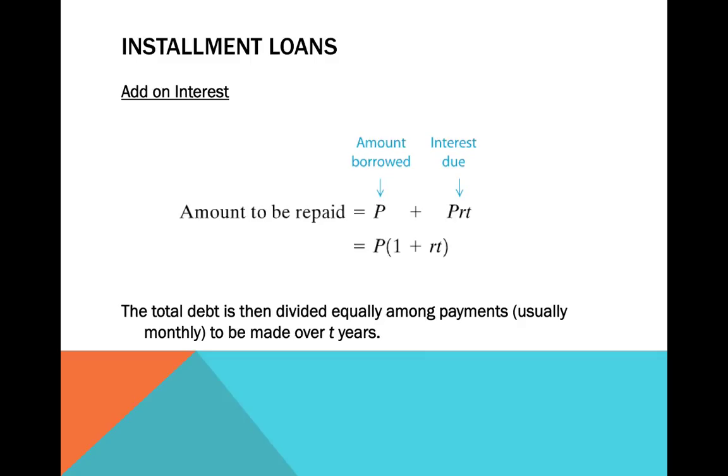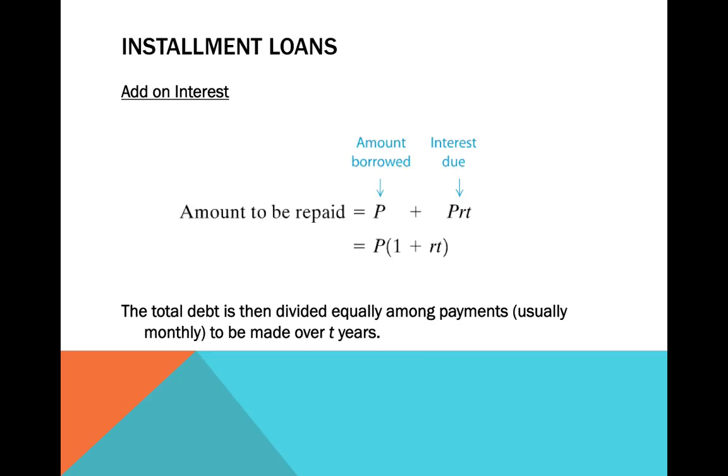So we're going to be taking out loans. This is called add-on interest. The reason it's called that is because we're literally adding on the interest, the PRT that we talked about in 13.1. One of the formulas was simple interest, where in this case we have our simple interest added on to our principal. Sometimes we also see the formula written this way, the second line, but I'm going to be using the first line, P plus PRT.